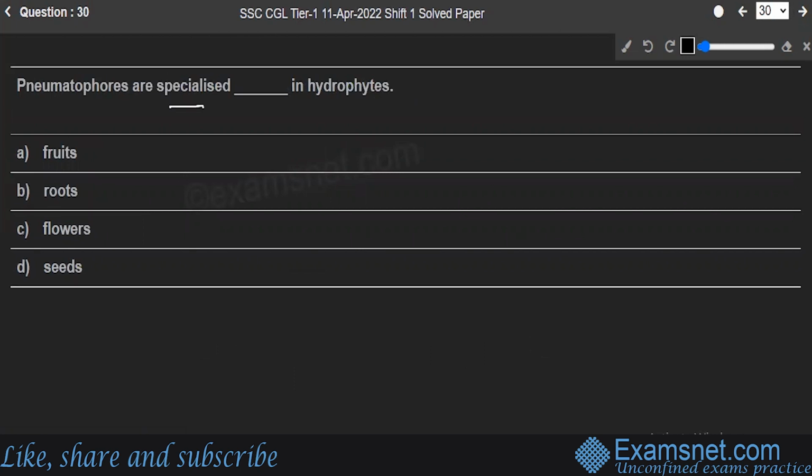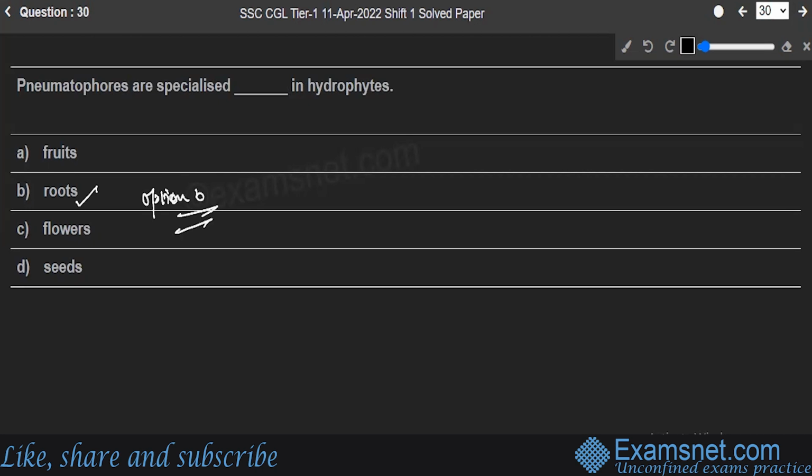Pneumatophores are specialized in dash hydrophytes. Is it fruits, roots, flowers, or seeds? See, pneumatophores are specialized in root structures that grow out from the water surface and help hydrophytic plants such as mangrove species get the aeration they need for root respiration. So option B is the correct answer.